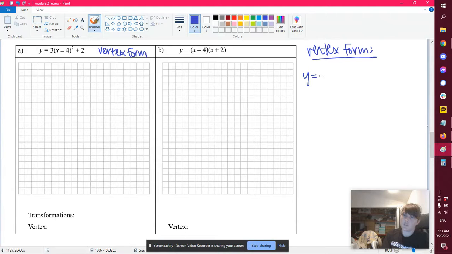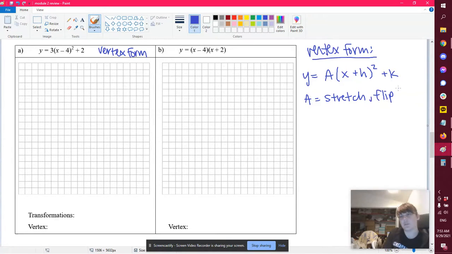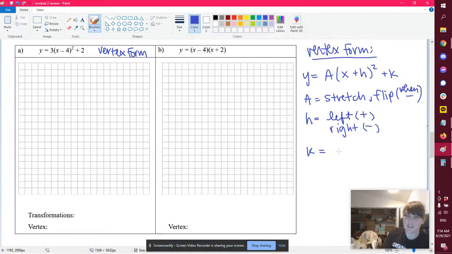right? Vertex form is always a times x minus something or plus something, we'll say. And here, a is stretch, and if it's negative, also a flip when negative, right? H is how far left or right you shift, and left is when it's positive and right is when it's negative. I know that's kind of backwards from what you'd expect, but that's how it is. I can talk to you about why if you want. And then the K in the back is how far up or down we've moved. Up is positive and down is negative.